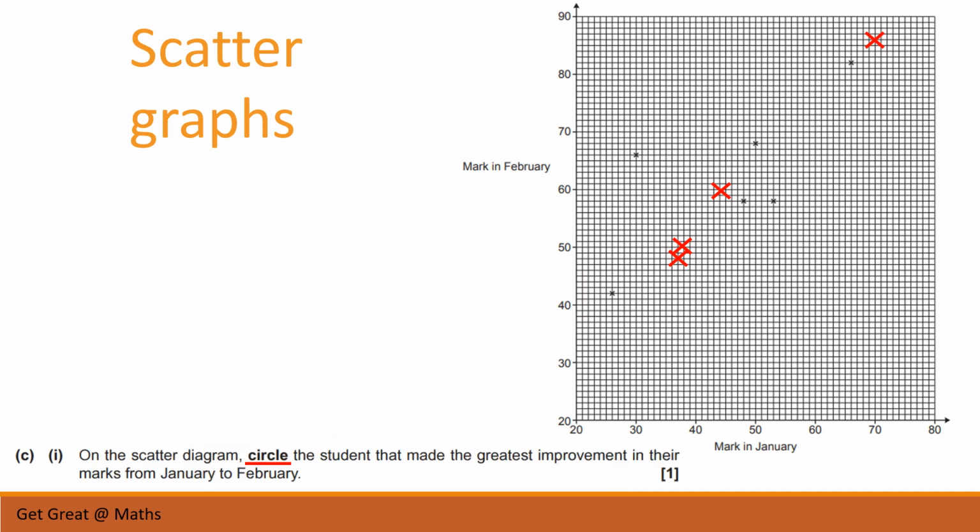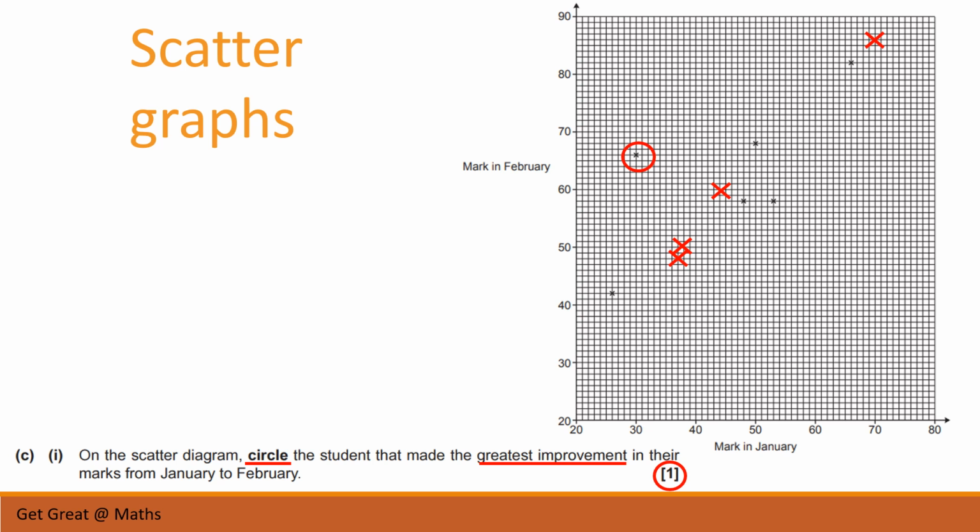The keywords in this part are circle and then the greatest improvement. So we've got to look at the student that's got the greatest improvement, and this is worth 1 mark. Have a look at the graph, decide which point you would circle. And you should have picked this point here.